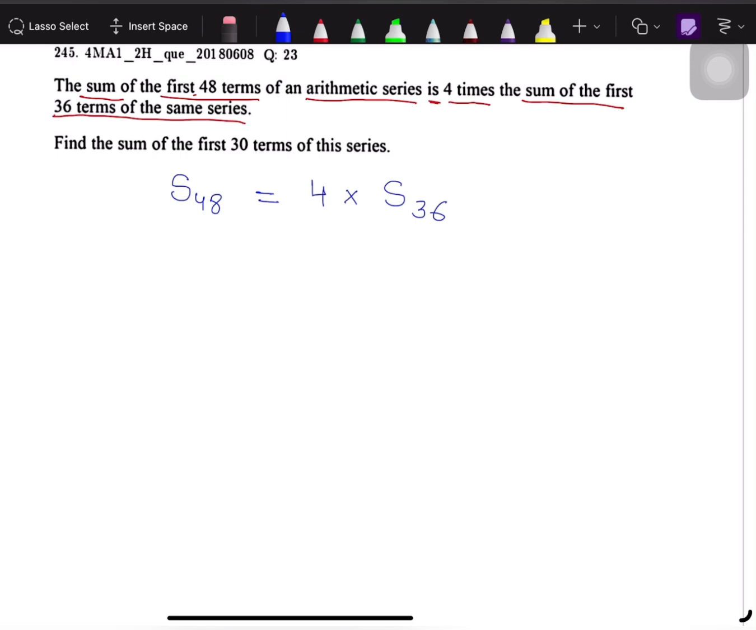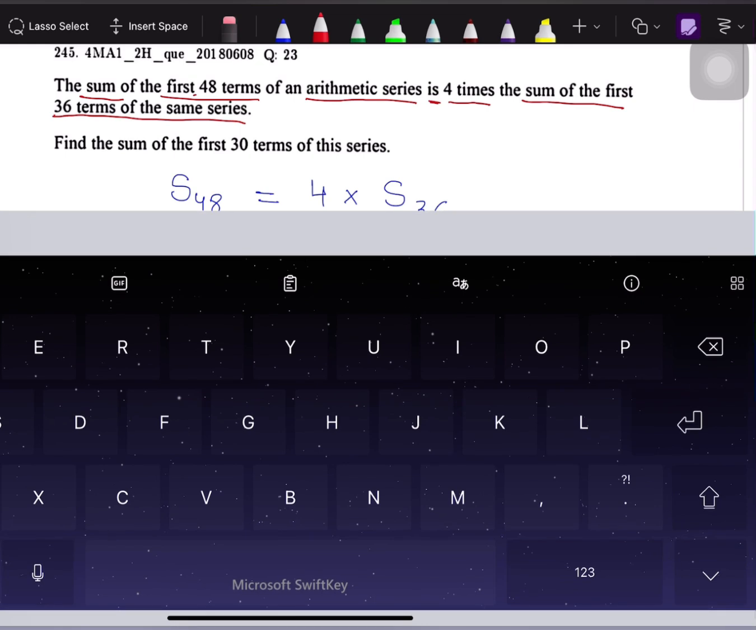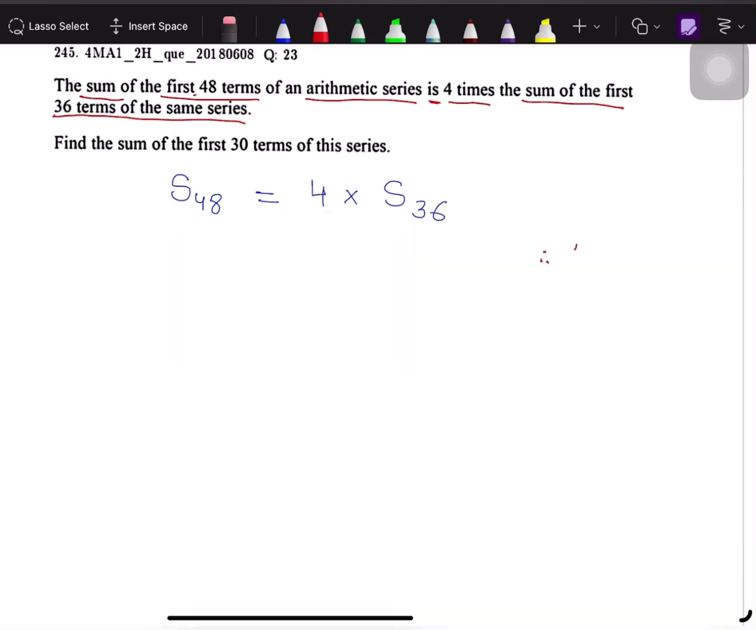So we are going to apply the same thing. We will use the general formula of the sum, that we are familiar with: Sn is equal to n over 2 times (2a1 plus (n minus 1) times d). We are going to use the same thing here, but in place of n we will write 48 in this case, and in this case n is equal to 36. We don't have a and d, so we will keep the formula as it is, and try to simplify it, and we will see whether we get any kind of relation or not.